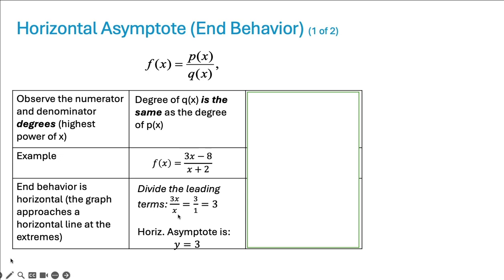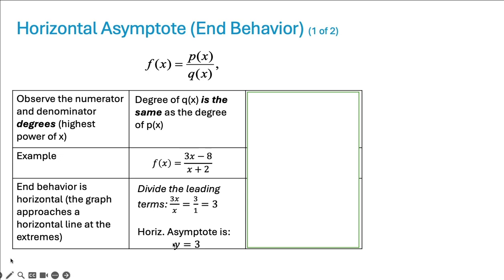If the x's do not cancel, then you don't have the same degree in both the numerator and denominator, or you accidentally didn't choose the highest power of x. So the leading terms are the highest powers of x. 3x divided by x is 3 divided by 1, which is 3. And so the horizontal asymptote for this function is y equals 3.